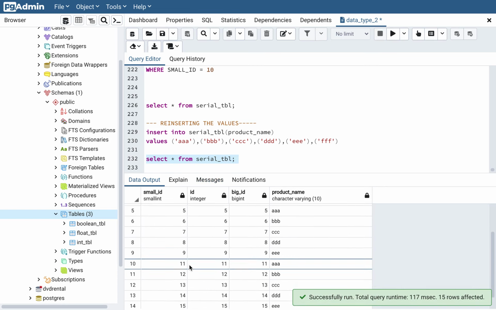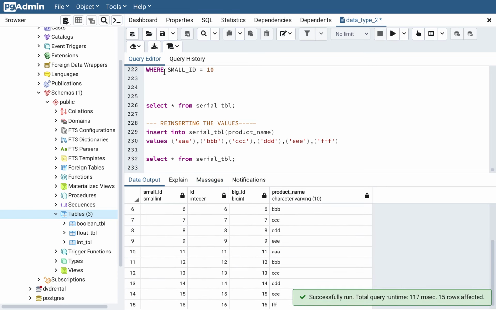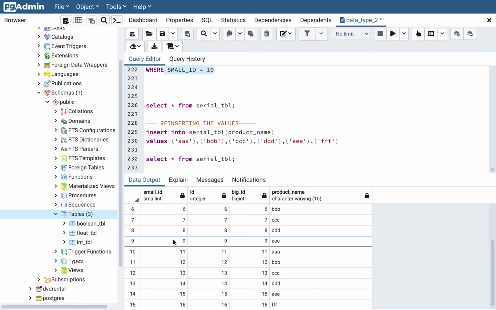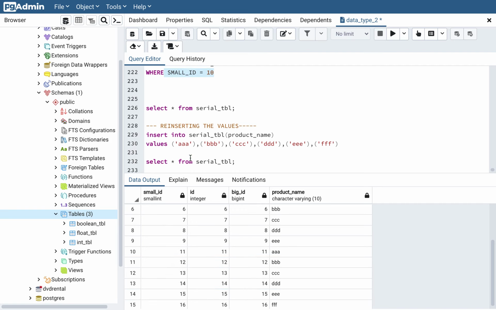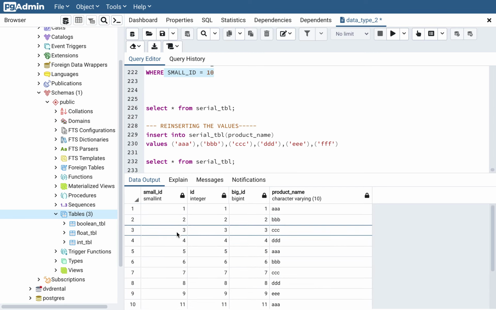You see here the value which I have deleted, SQL does not care about that. It comes to 11, 12, 13, 14, 15, 16, right? So what is the nature of serial? To understand all these complications, it is very simple. All you need to do is understand the nature of serial.